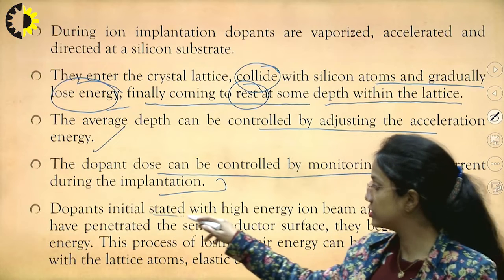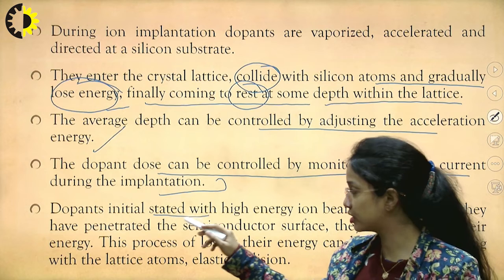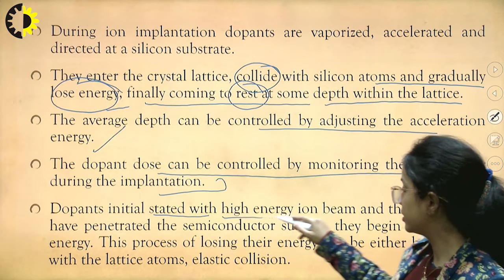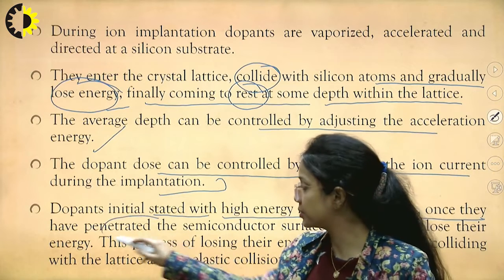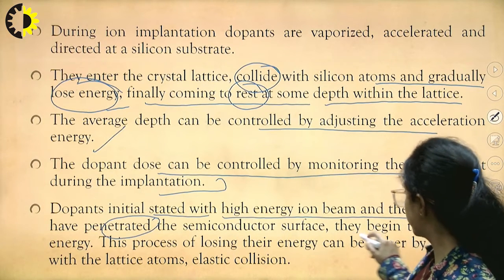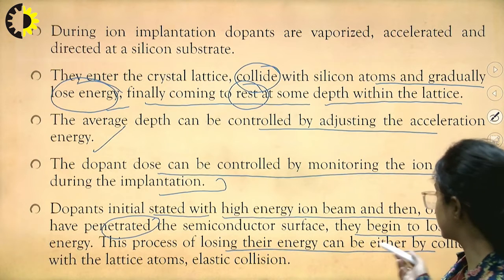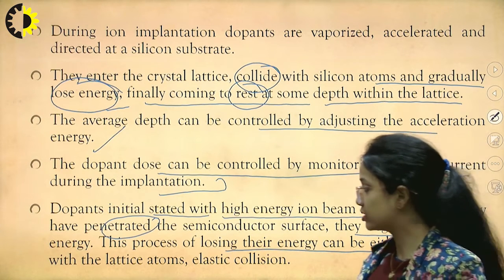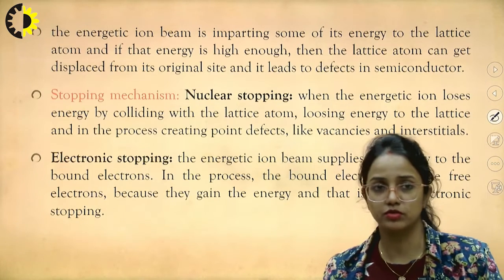Dopants are initially delivered as a high energy ion beam, and once they have penetrated the semiconductor, they begin to lose their energy. The process of losing energy can be by colliding with the lattice, that is, elastic collision. So this is add-on information.